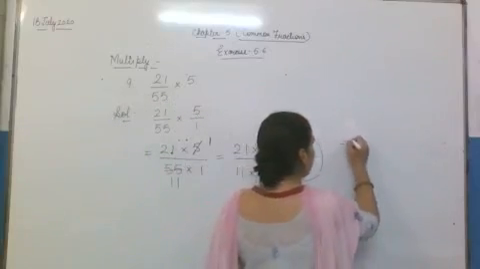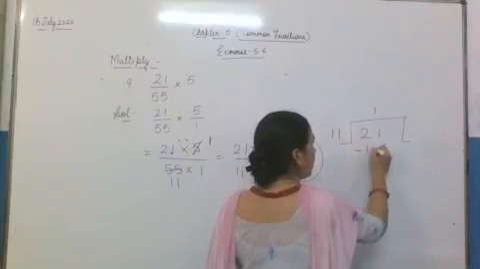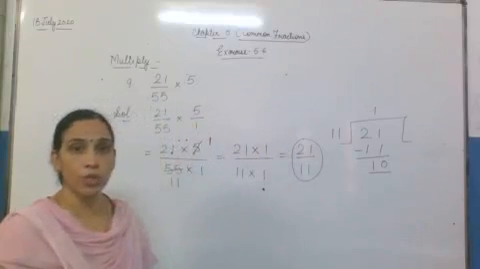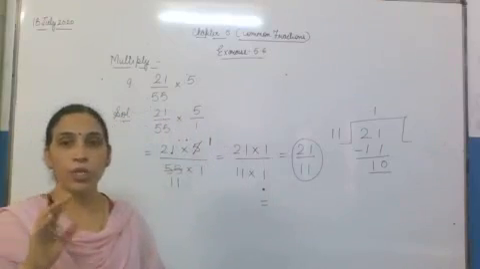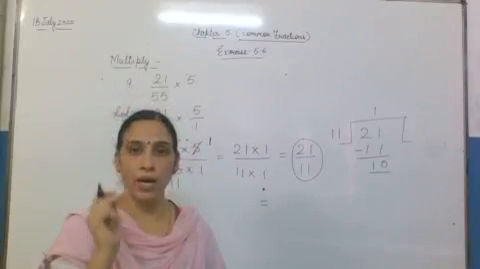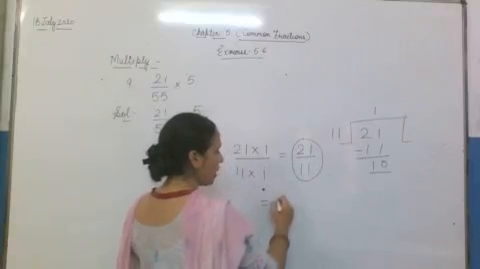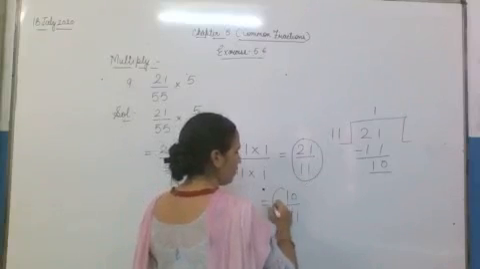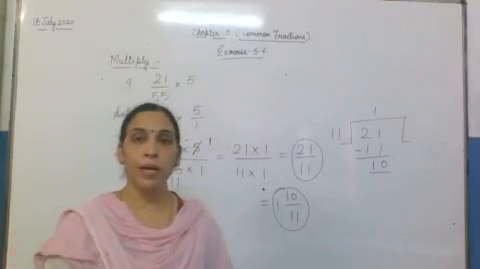So let's start. Dividing 21 by 11. 11 1s are 11. Now what is left here? 10 will be remaining. Now we are going to write it in which form? QRD. So let's write it. Q is 1, remainder 10 by 11. So the answer is 1, 10 by 11.